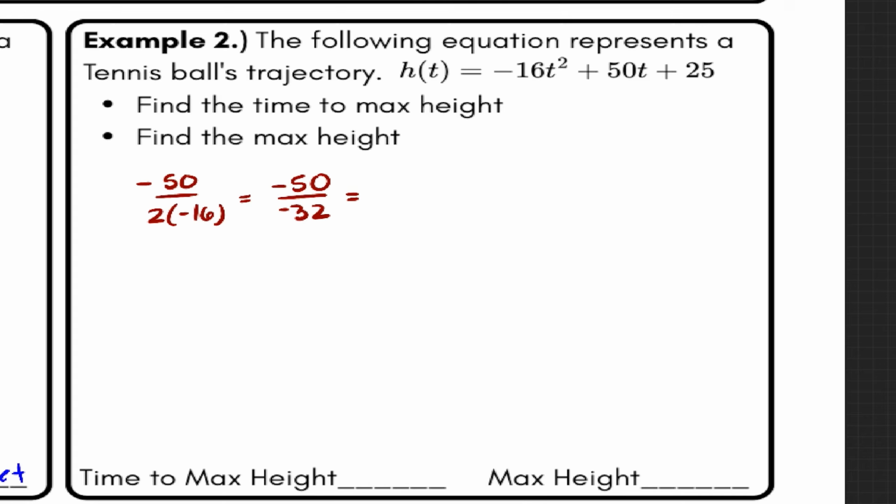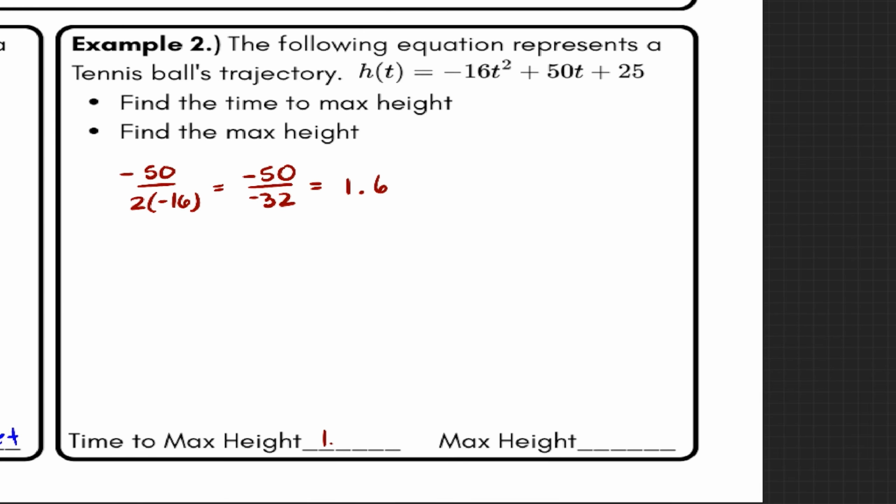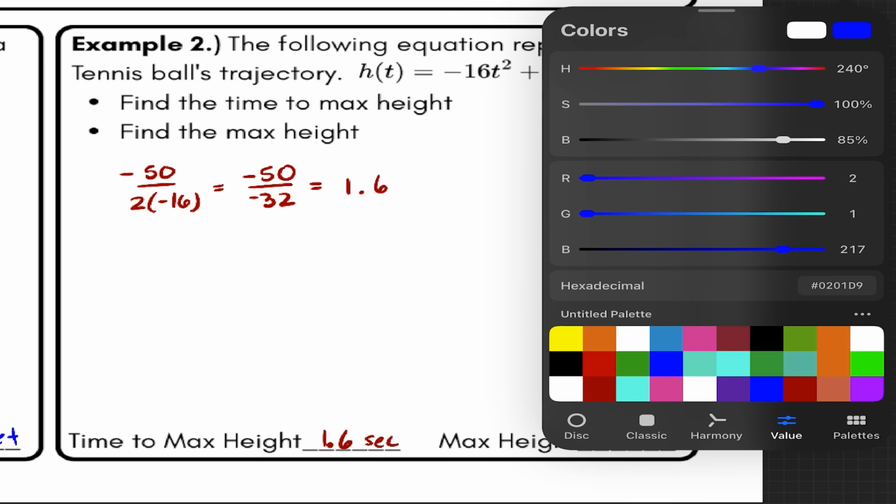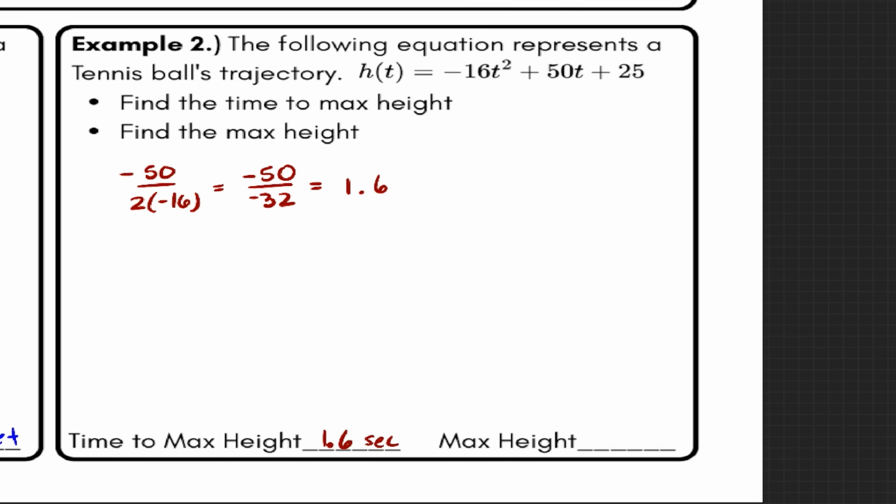So that is about 1.6. It's an ugly decimal, but it's about 1.6, so we're going to round to the nearest tenth. I'm going to take that time and substitute it into the original equation. So for t, it's going to be 1.6 seconds. So it's going to be h of 1.6 equals negative 16 times 1.6 squared plus 50 times 1.6 plus 25.